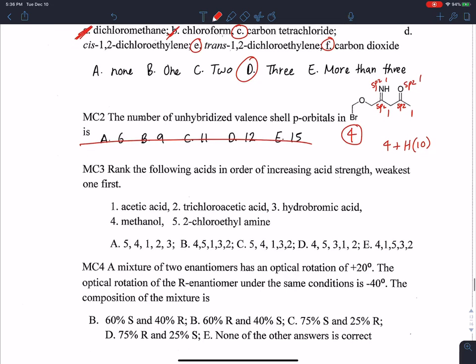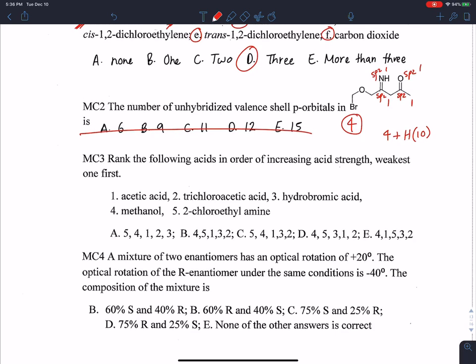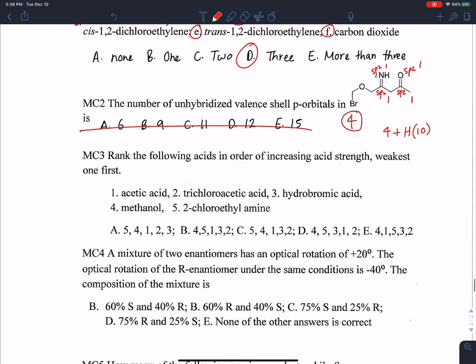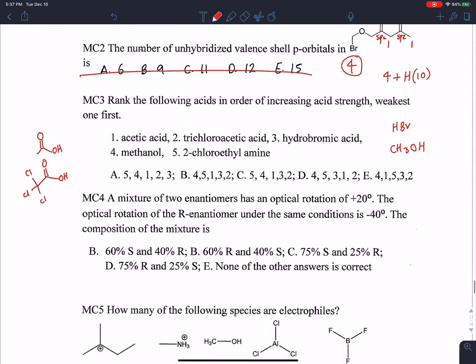Rank the following acids in order of increasing acid strength, weakest one first. So you have acetic acid, which looks like this. Then you have trichloroacetic acid. That one will look like this. Then you have hydrobromic acid, methanol, and then 2-chloroethylamine.